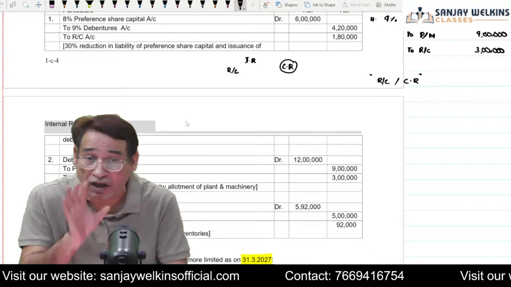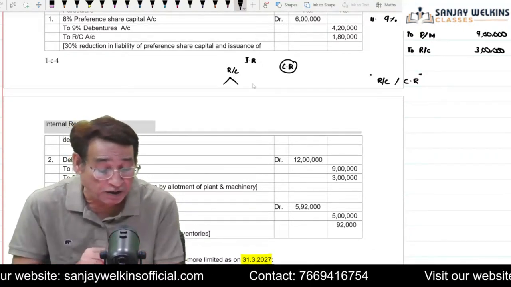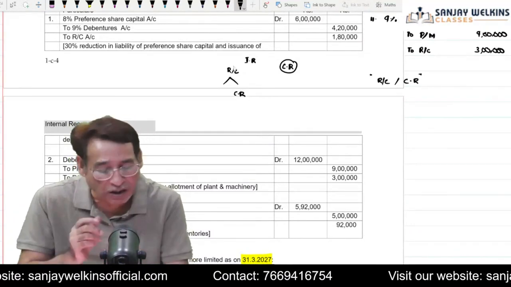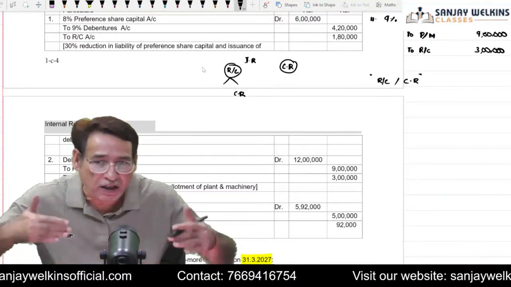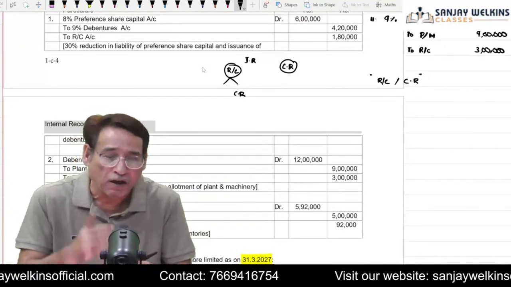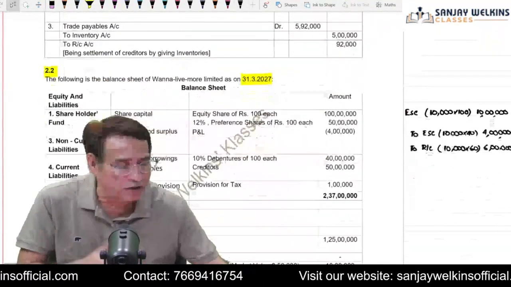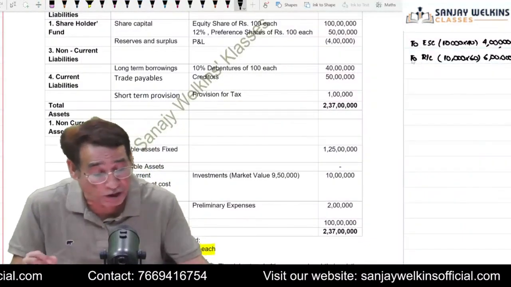We should use reconstruction. That means reconstruction is much wider than capital reduction. Capital reduction is a part of reconstruction, you may say so. That is why it is always better to use reconstruction, because it encompasses capital reduction. But at your level, I'm simply giving you liberty, because in your books also, it has been used synonymously. You can use reconstruction or capital reduction.